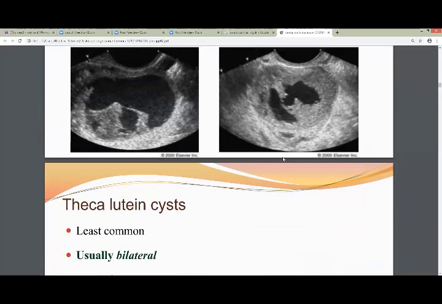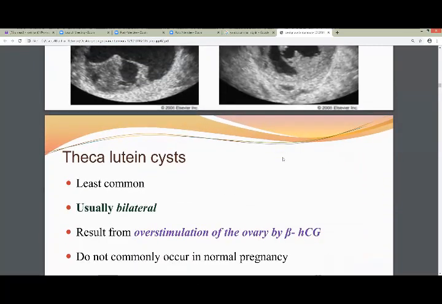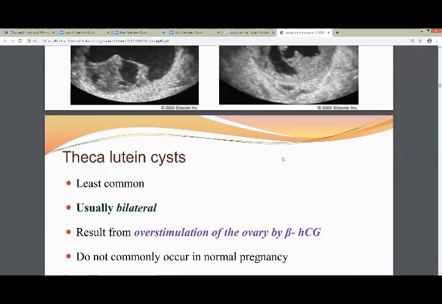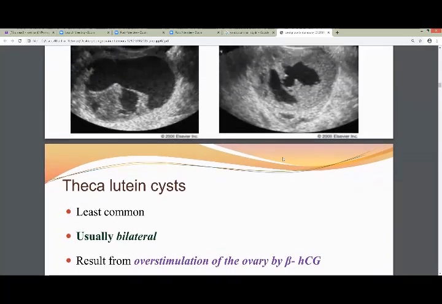Then come the thecal lutein cysts. These are least common, usually bilateral, and result from overstimulation of the ovary by beta HCG. And you are going to tell me when the overstimulation of the ovary happens by beta HCG. Yes, it can happen in cases of molar pregnancy. I know you have discussed this before, where you can encounter thecal lutein cysts.